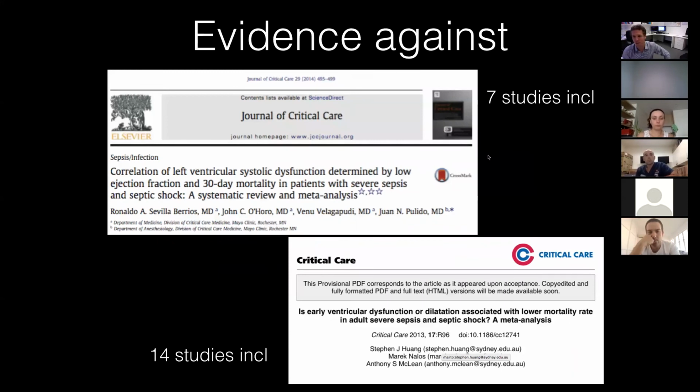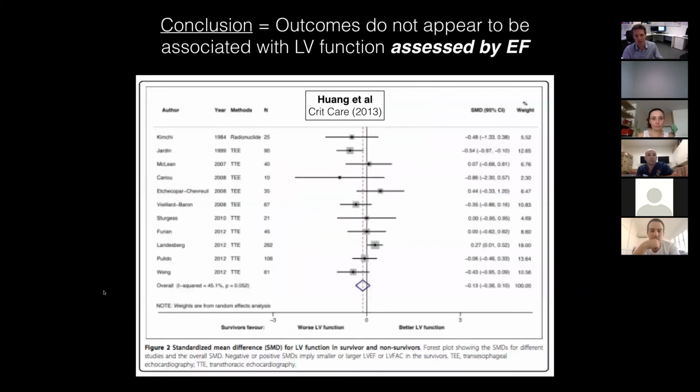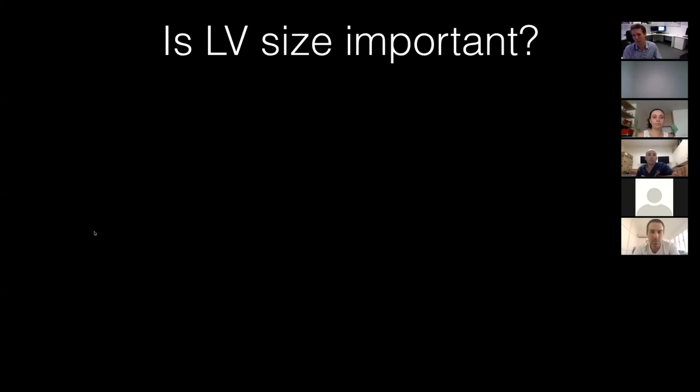Obviously, we now have 14 studies, so we've got to do a meta-analysis on that. The meta-analysis was done by some of the guys here, Stephen Huang, Marek and Prof, as well as Juan Pulido over in the States. Putting all those together, LV dysfunction assessed by ejection fraction is probably not the main prognostic factor. So if you see someone with it, it does not mean they're going to have a bad outcome, whether they've got a bad or a good heart.